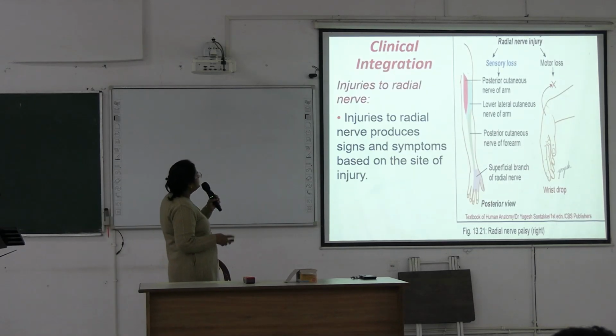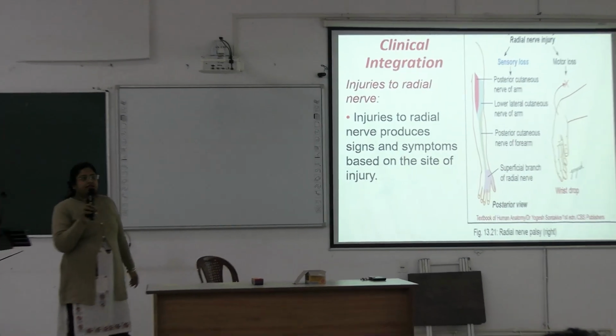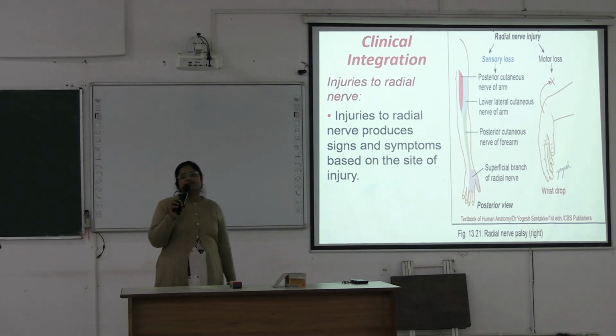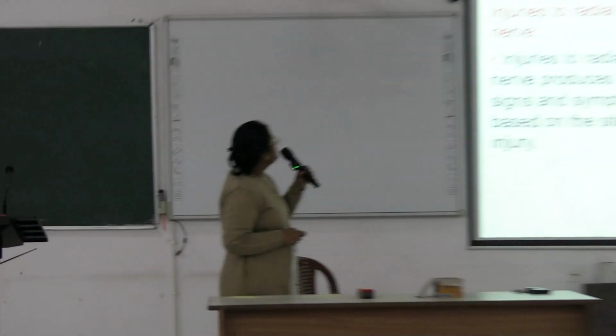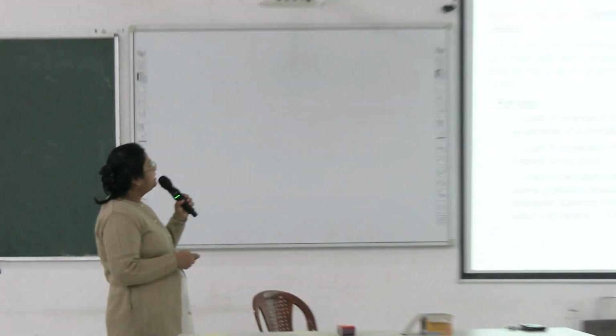Next, we are going to clinical aspect. Clinical aspects are very important for your explain why for radial nerve. Crutch palsy or Saturday night palsy is very commonly given in your explain why. So the clinical aspect is injuries to the radial nerve. Injury to the radial nerve produces signs and symptoms based on the site of injury. So first is injury in the axilla. If it occurs, it will lead to Saturday night palsy.